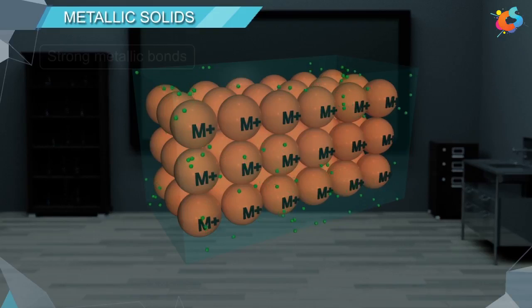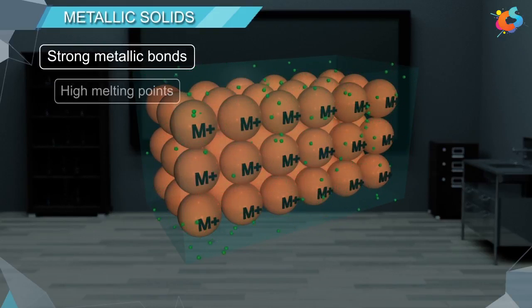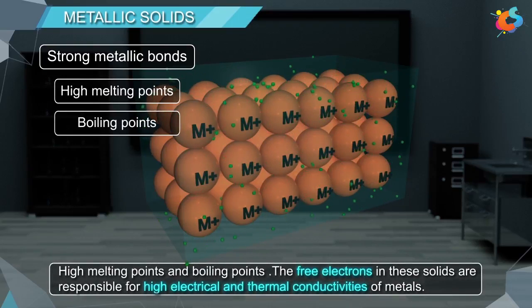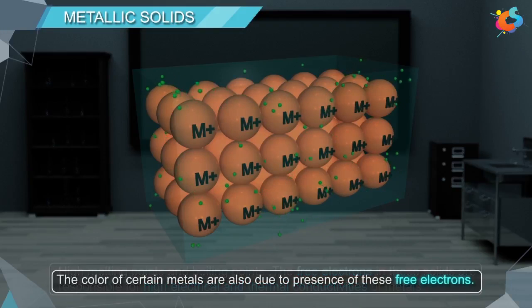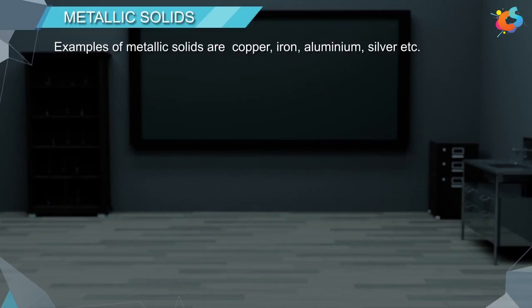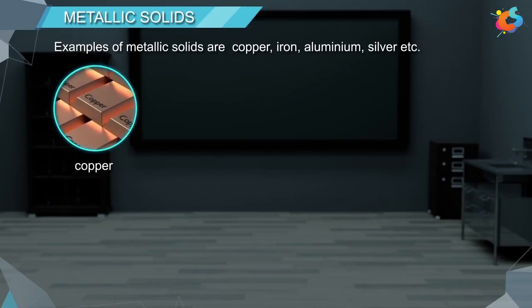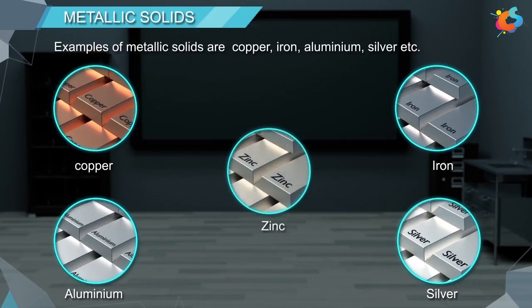Due to the presence of strong metallic bonds, the metallic solids have high melting points and boiling points. The free electrons in these solids are responsible for high electrical and thermal conductivities of metals. In fact, the color of certain metals are also due to the presence of these free electrons. Some of the examples of metallic solids are copper, iron, aluminium, silver, etc.